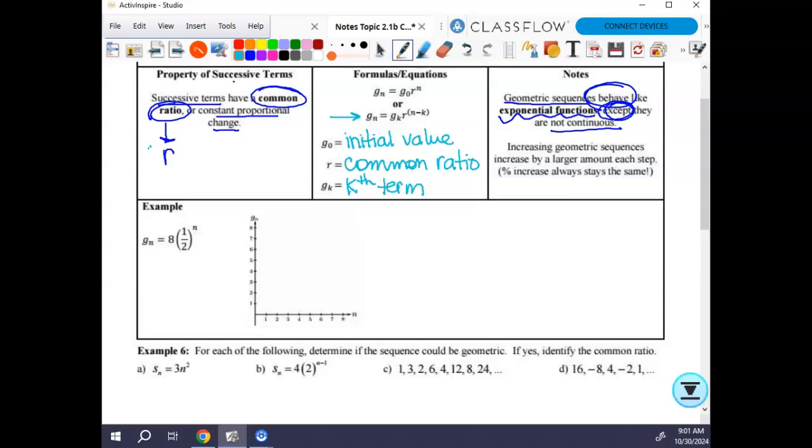All right, so then we have this example here. If we look at this example compared to this form of the formula, then we should be able to figure out a couple of things. What would G sub 0 be? What do you think, if it's in this form? What's in the same spot? 8. And then what is R? 1/2. Okay.